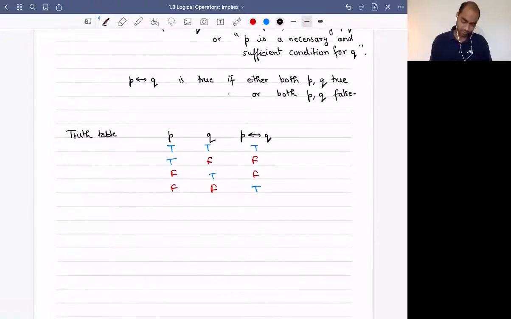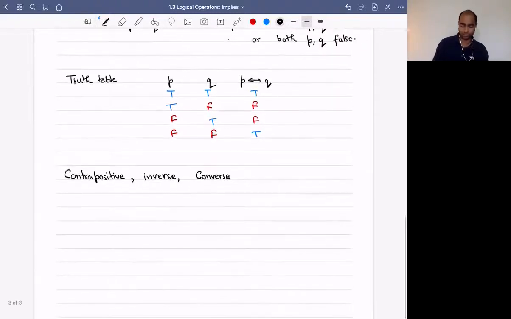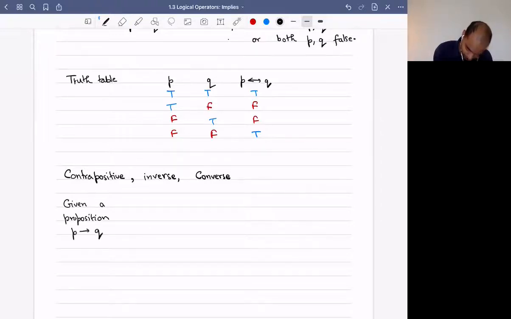And finally, I want to say something that we'll look at in the next video, but I just want to mention the words here, and those are contrapositive, inverse, and converse. All right, so what are contrapositive, inverse, and converse? So given a proposition P implies Q, so they are only defined for this particular kind of proposition, i.e. P implies Q.